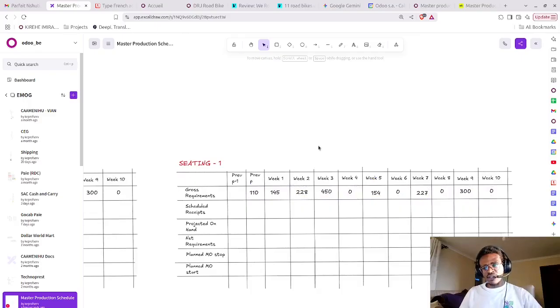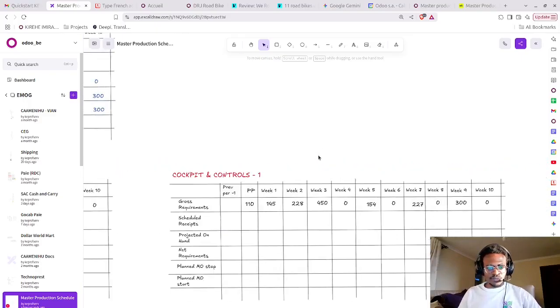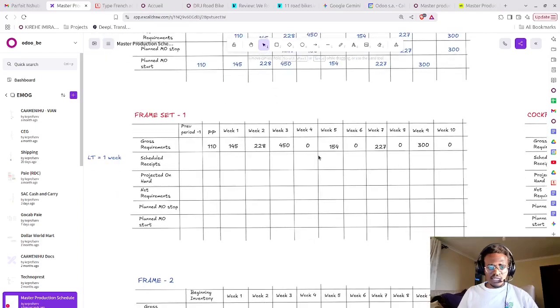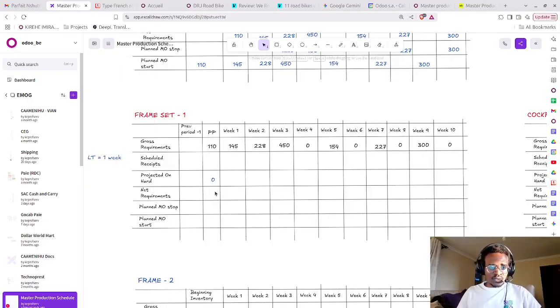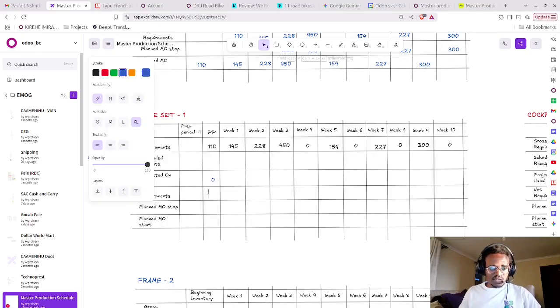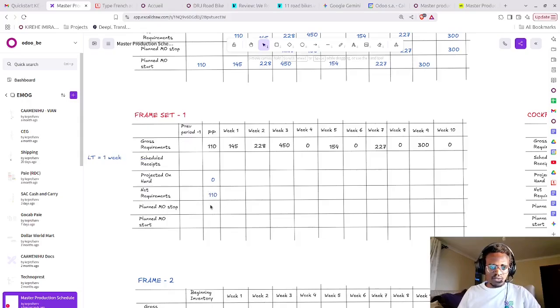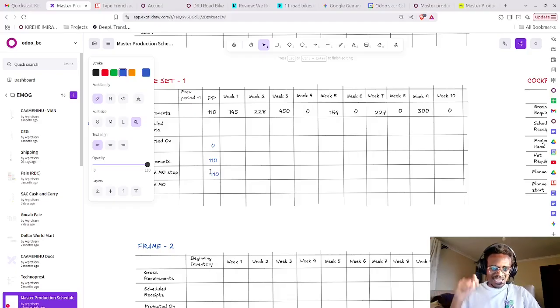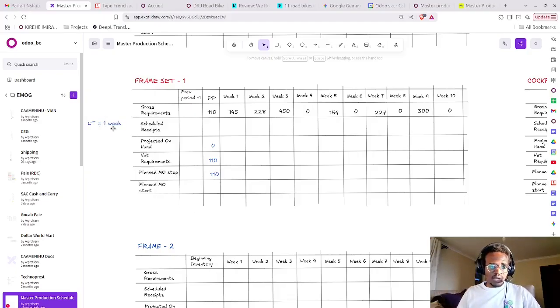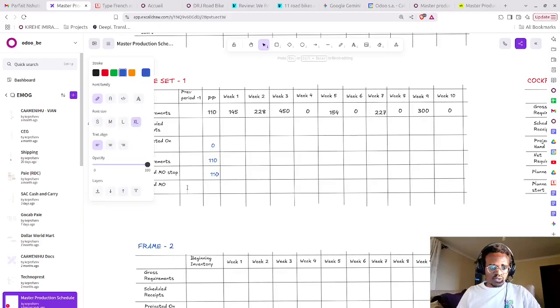Good. So now we can start working. For me to get this frame set, it takes me 1 week. So here I have 0 scheduled receipts. Projected on hand is 0, because I do not keep sub-assemblies. I want to write that in blue. So net requirements will be 0 minus 110. If it's a negative figure, then it means I have a net requirement of 110. So the MO should stop here so that I get the 110 items. But I have a manufacturing lead time of 1 week, so that means it needs to start 1 week prior.